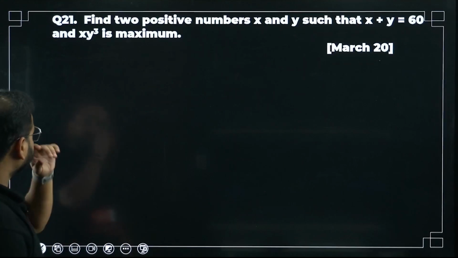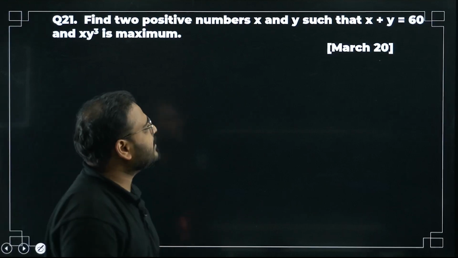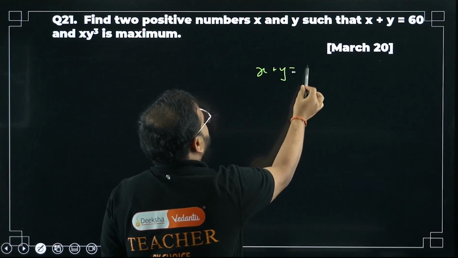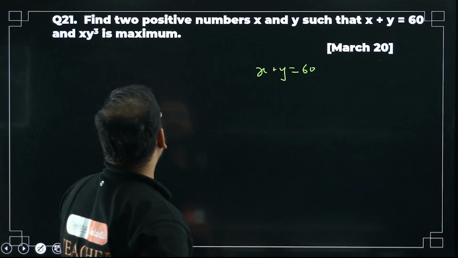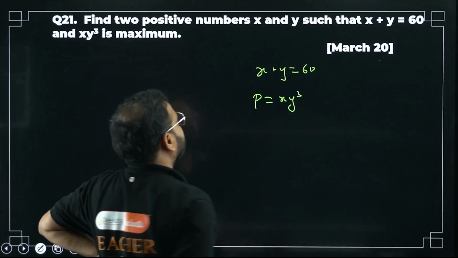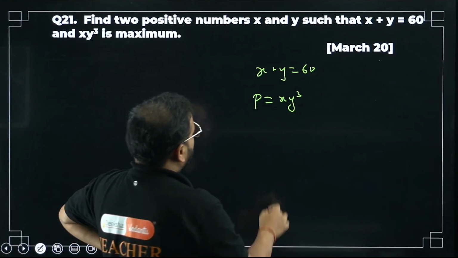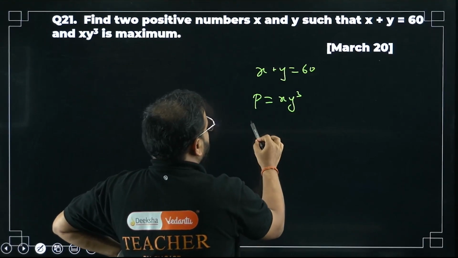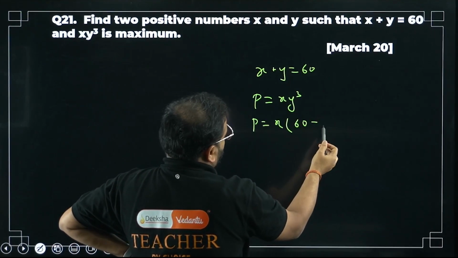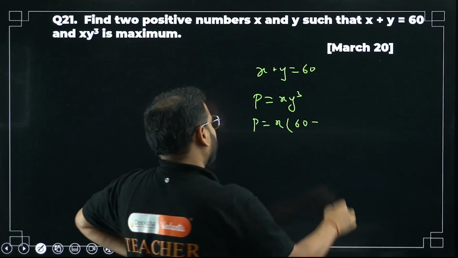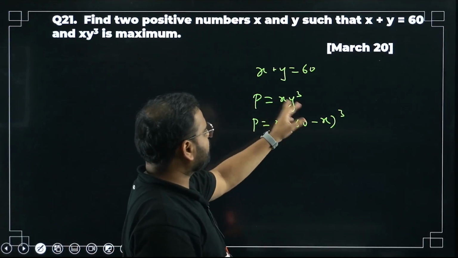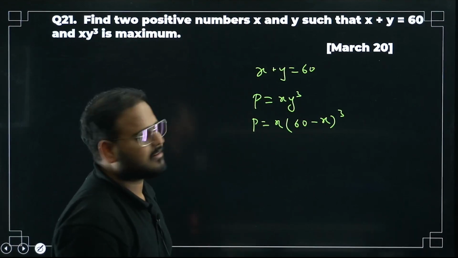Question 21, please check. Find the two positive numbers. Same thing. I think you can do it from your side. Check here. X plus y is 60. And the product is maximum. So take this. The product is x y cube. We have to maximize this. So write this as P equals x times (60 minus x) cube, or you can do it the other way: y cube times (60 minus y) is also correct.